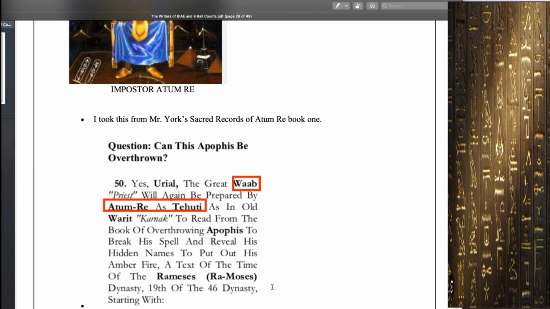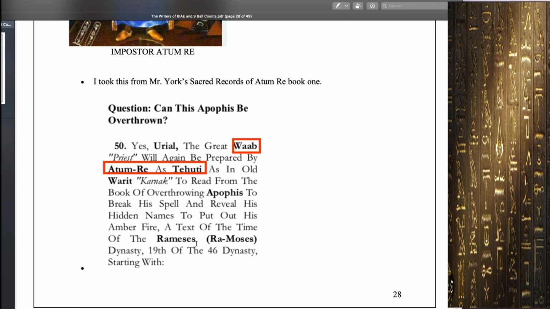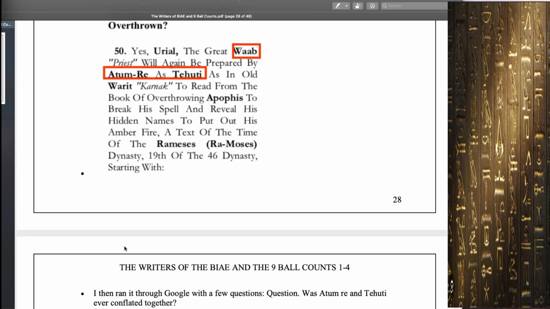Can this Apophis be overthrown? Yes, Uriel, the great wild priest, will again be prepared by Asa as Tahuti as an old wider Karnak to read from the book of overthrown Apophis, to break his spell and reveal his hidden names, to put out his amplifier in text of the time of Ramesses or the Ramoses, Dynasty 19 or the 46 Dynasty started with. Once again, these were Arabs in the 19th dynasty. That was not us. So once again, listening to a 9th grade dropout is why we got these ridiculous types of books. And nobody challenged this foolishness.